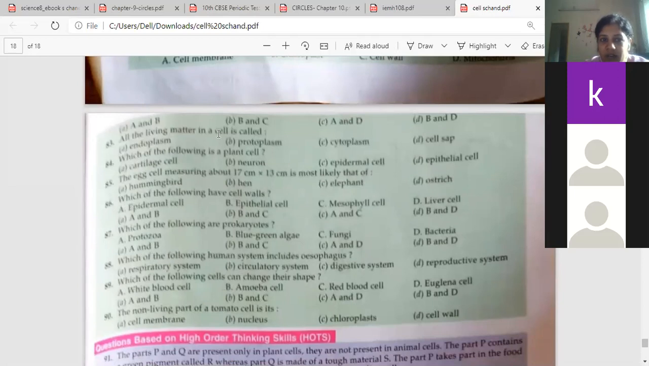All the living matter in a cell is called what? Cytoplasm, I have written the point there. It is protoplasm. Protoplasm.